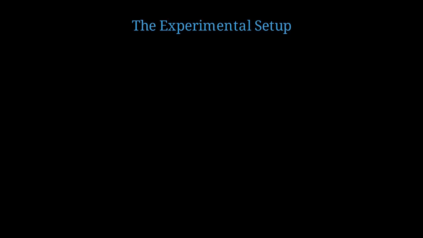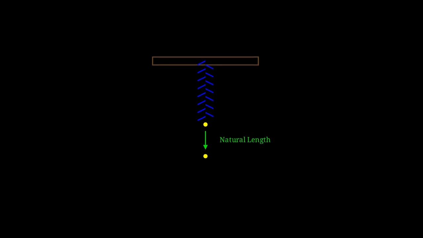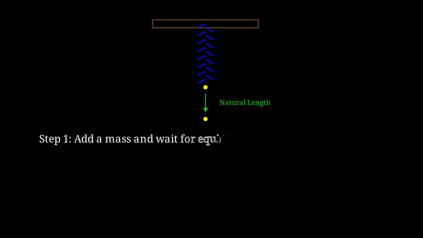Imagine a spring hanging vertically from a fixed support at the top. First, we measure the natural length of the spring when no mass is attached. This is our reference point, the equilibrium position with no external force. Step 1. We attach a known mass to the bottom of the spring. The spring stretches downward due to the weight of the mass. We wait until the system reaches equilibrium, where the spring is no longer moving.